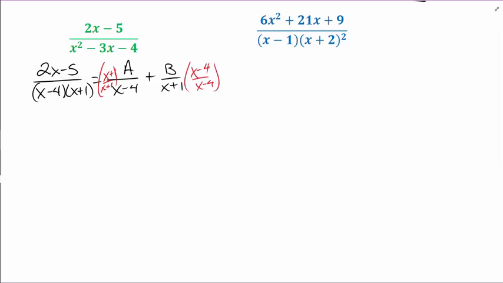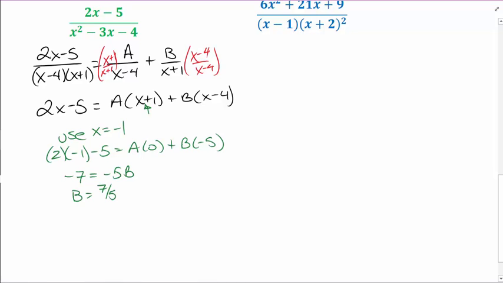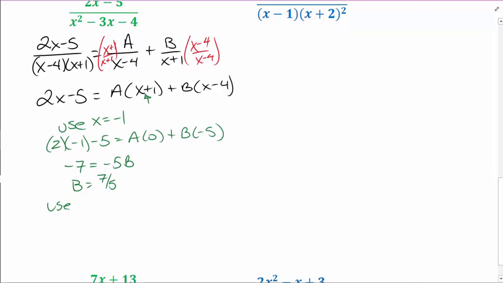and then rewrite the numerators to be 2x minus 5 equals a times x plus 1 plus b times x minus 4. The denominators are the same, so we can ignore those. I'm going to insert two x values. I'm going to use first an x value of negative 1 because it makes my first quantity equal to 0. When I plug in negative 1, I get 2 times negative 1 minus 5 equals a times 0 plus b times negative 5. On the left side, I'll get a value of negative 7 equals negative 5b. b equals 7/5.